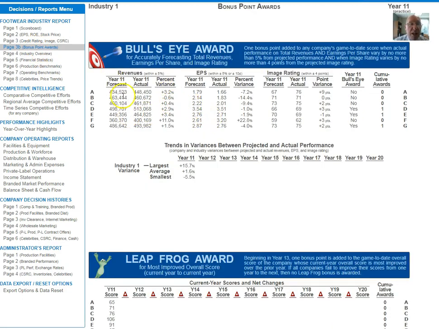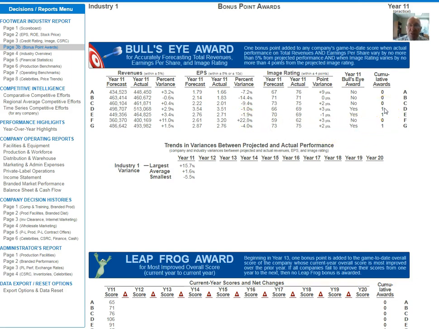Bonus points, I look on here because it's the first time I get a look at my revenue, and I'm like, well, this is interesting. My revenue was up by 11% over what I forecast. That could be because I won more special order bids than I thought, and so my revenues were up, so my earnings per share were way up. No bonus point for me.